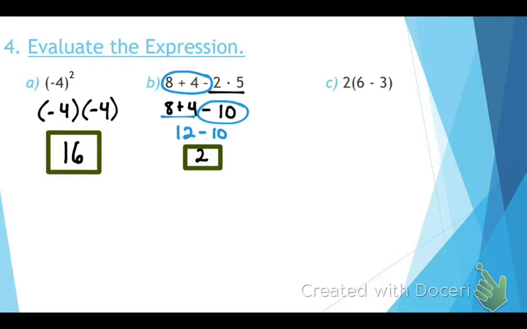Remember, order matters. All right, I want you guys to look at problem C. Try to do that one on your own. Go ahead and put your pencil on top of your head once you think you have the right answer.